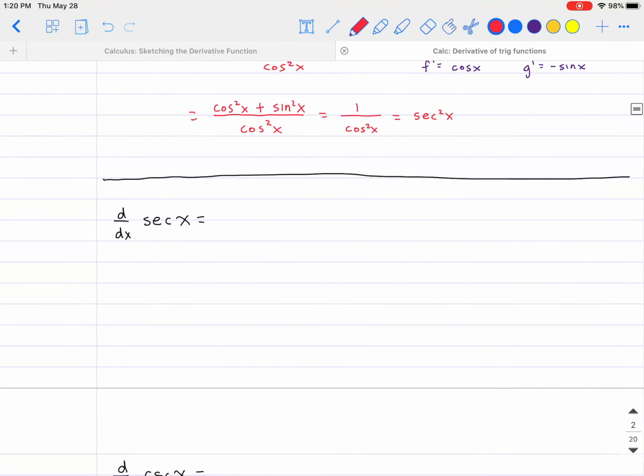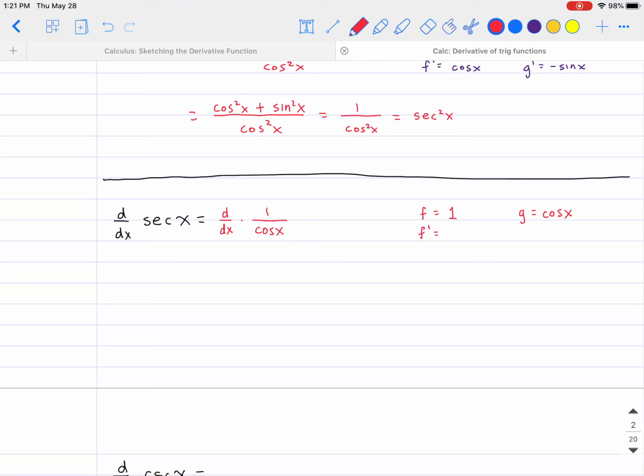For secant right here, if I want to solve for the derivative, we can treat it exactly the same way. So let's go ahead and write that out. The derivative of secant, if you remember, is the same thing as 1 over the cosine of x. Let's go ahead and write it using the quotient rule. So again, the top function, the numerator, is just going to be plain old 1. The denominator, the function over there, is going to be cosine.